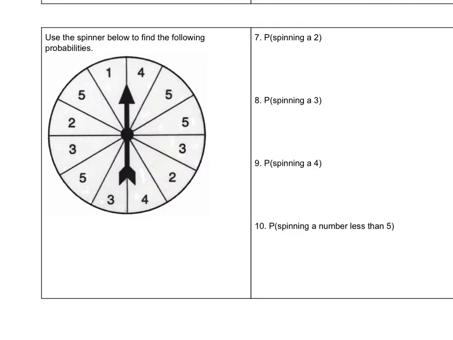Okay. So for 7 through 10, we're going to use our spinner to find our probabilities. So first I want to figure out how many spaces we have so that it's easier to calculate our probabilities. So if I count my number of spaces, there are 12. So number 7 asks the probability of spinning a 2. So I need to figure out how many 2s are on my spinner and then put it over the total number of spaces. So the probability of spinning a 2, there are 2 spaces with a 2 on it out of the 12 total spaces. When I simplify 2 over 12, we're going to get 1/6.